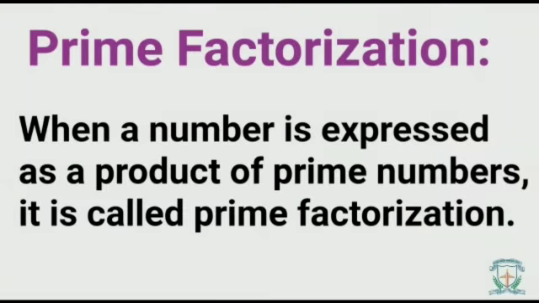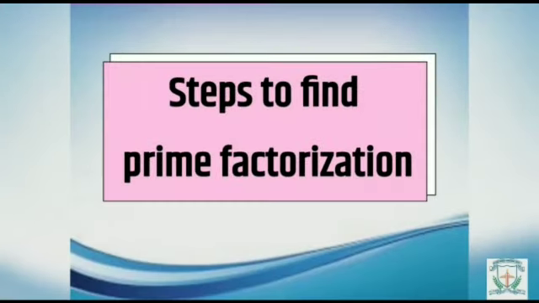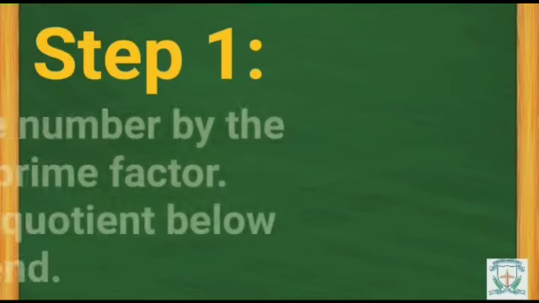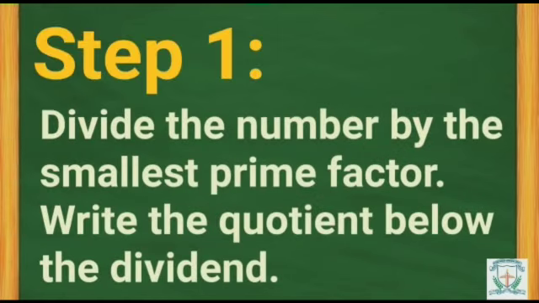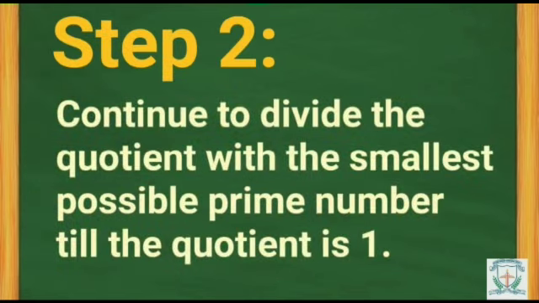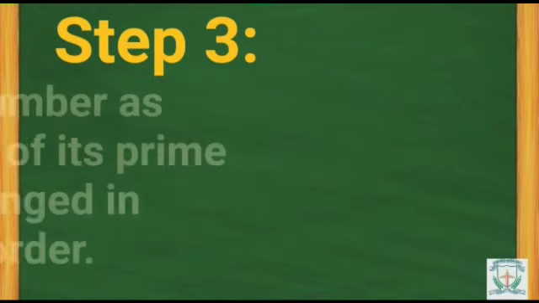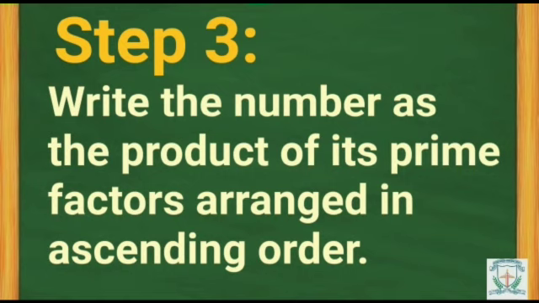So what is prime factorization? When a number is expressed as a product of prime numbers, it is called prime factorization. Steps to find prime factorization. Step 1. Divide the number by the smallest prime factor. Write the quotient below the dividend. Step 2. Continue to divide the quotient with the smallest possible prime number till the quotient is 1. Step 3. Write the number as the product of its prime factors arranged in ascending order.